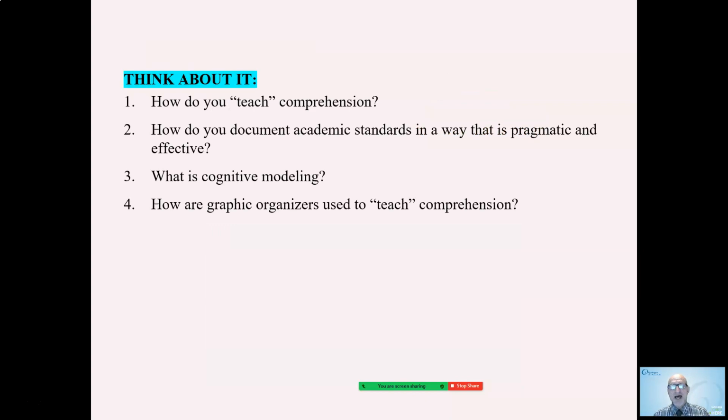So think about it. How do you teach comprehension? Well, we don't really teach it. We teach the cognitive processes related to comprehension. How do you document academic standards? I showed you there. We use graphic organizers for comprehension, and we demonstrate and document. Cognitive modeling, thinking out loud, and graphic organizers make the cognitive processes concrete, and they organize thoughts.